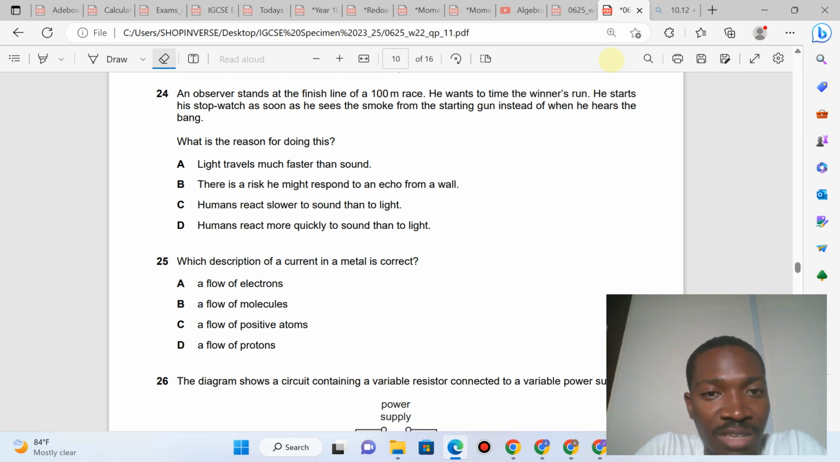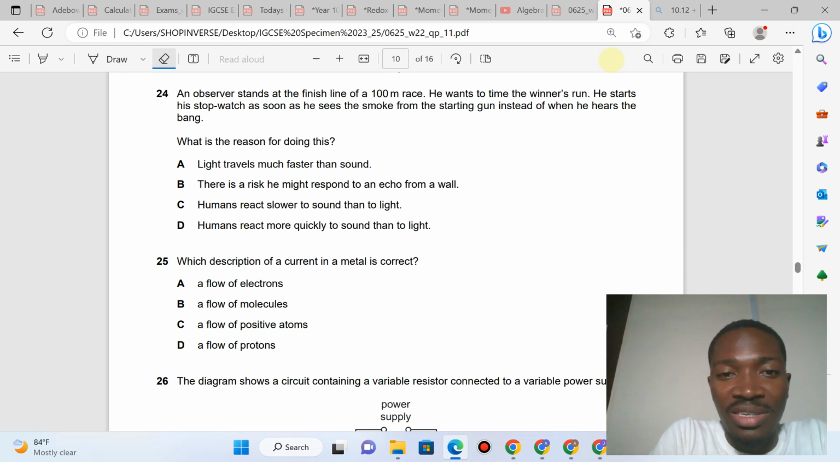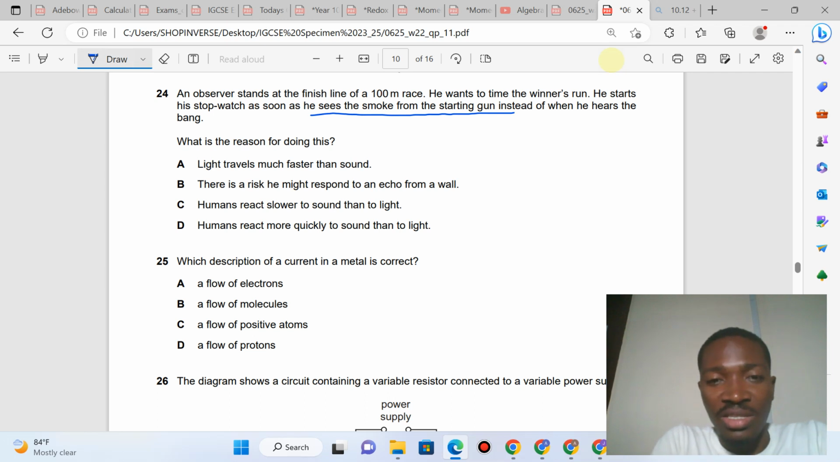An observer stands at the finish line of a 100-meter race. He wants to time the winner's run. He starts his stopwatch as soon as he sees the smoke from the starting gun, instead of when he hears the bang. Why did he do that? Seeing involves light rays, and hearing the bang involves sound waves.